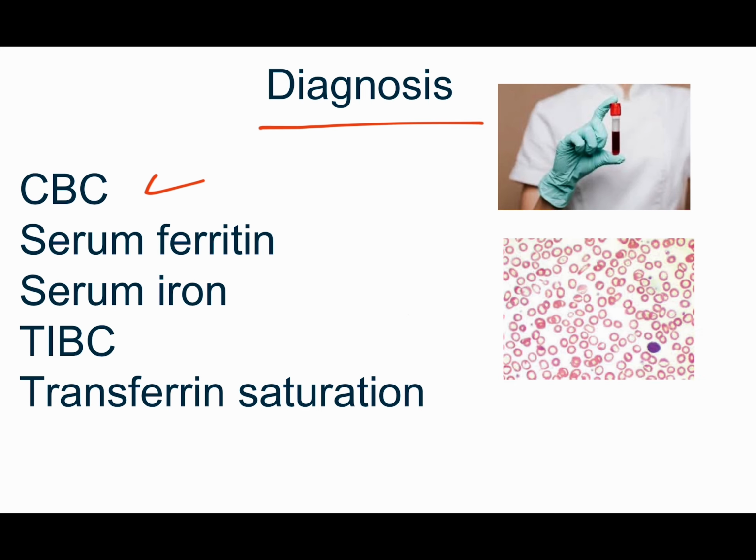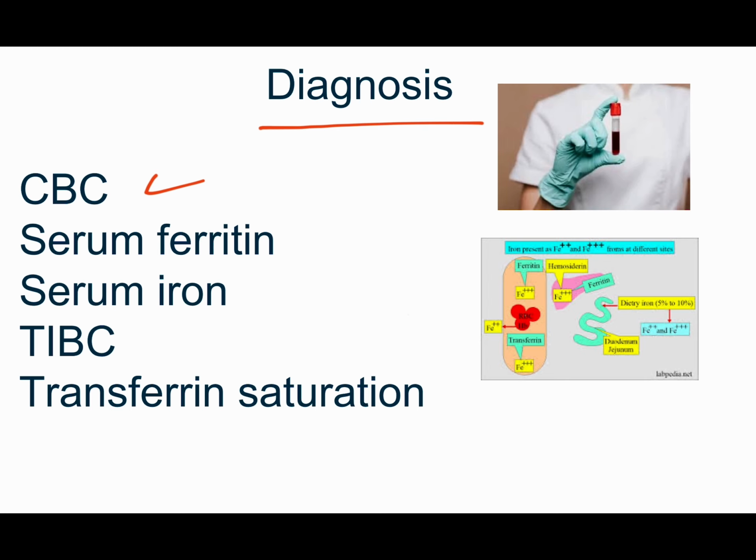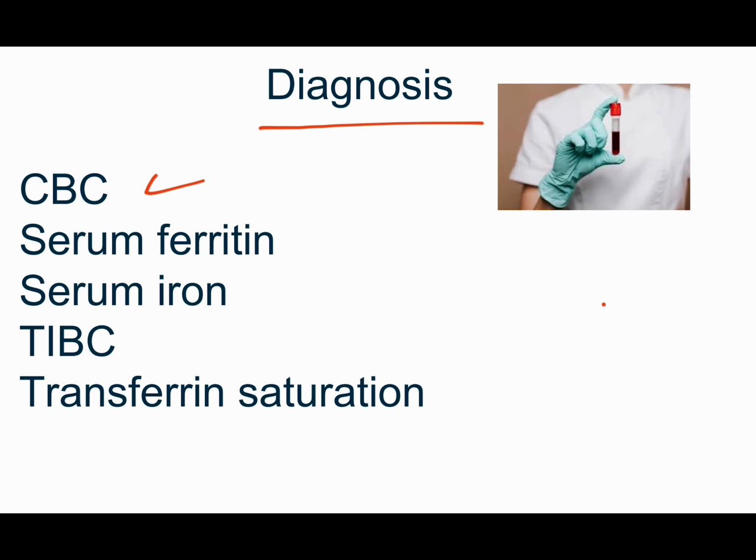This is an example of microcytic hypochromic cells, which we can see in the peripheral blood smear. Ferritin. Ferritin is the storage form of iron in the body. Low ferritin is one of the earliest and most specific indicators of iron deficiency, even before anemia develops. Low ferritin indicates the iron stores are depleted, confirming iron deficiency as the cause of anemia.